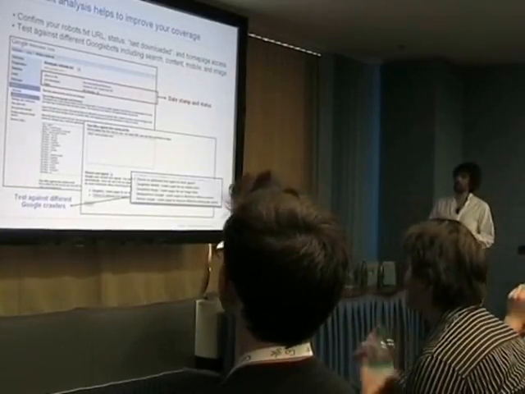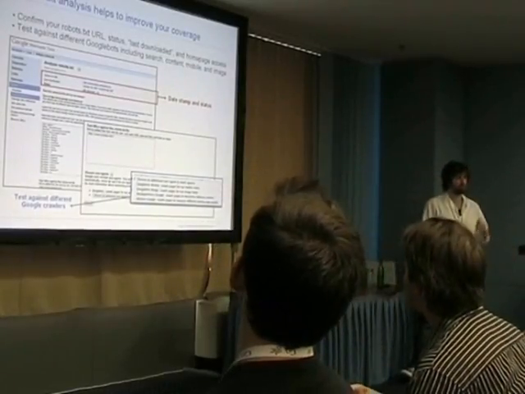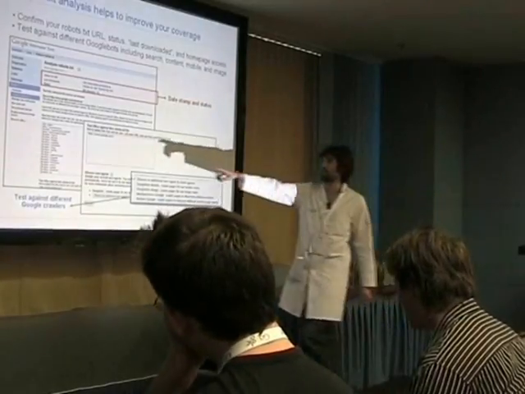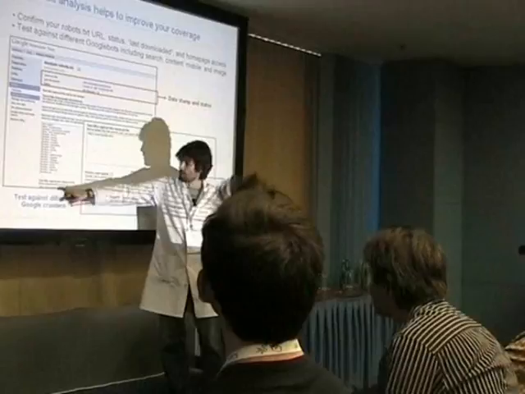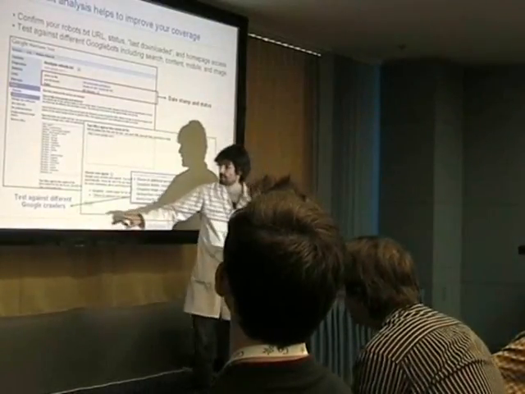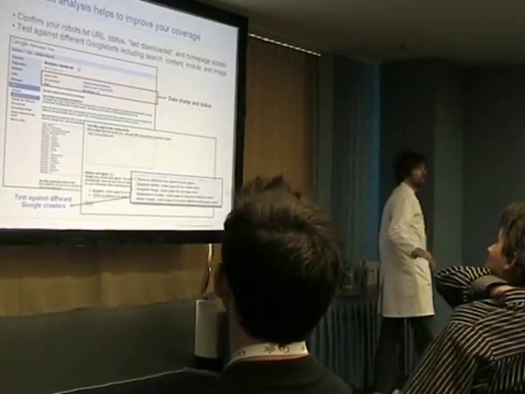We'll also let you test your robots.txt file. So you've created your robots.txt, you think it works, but you just want to make sure. You can paste it into this box, and then there's another box down here where you can paste URLs, and then you can test it against different agents, hit check, and it'll tell you whether or not each of those URLs would be served.